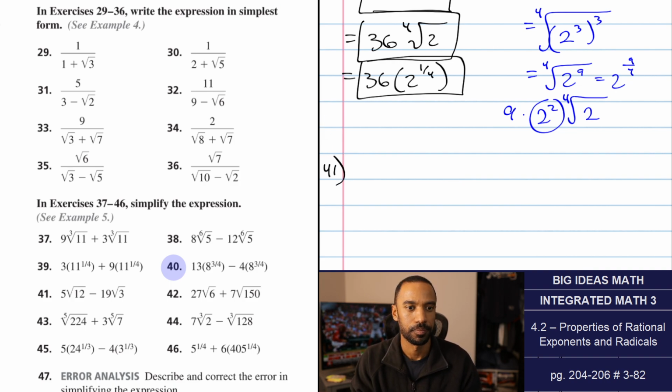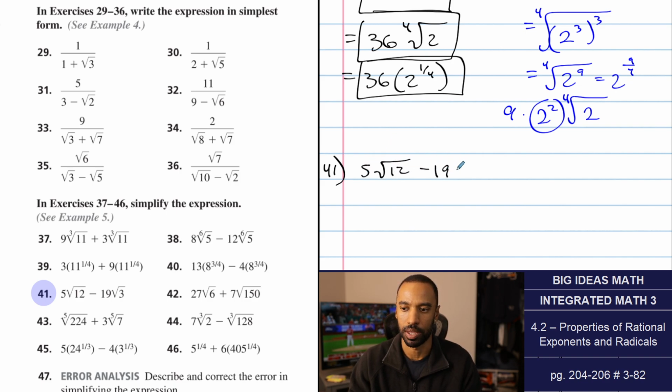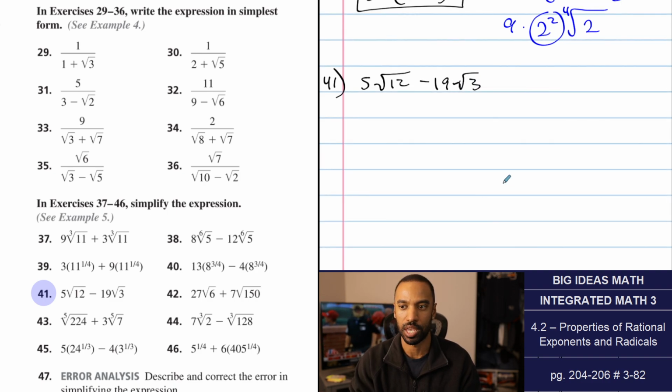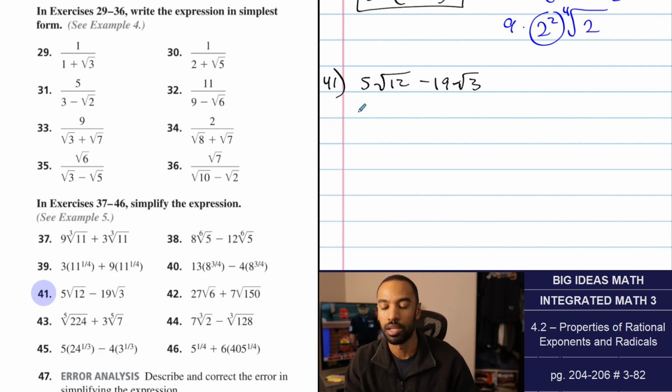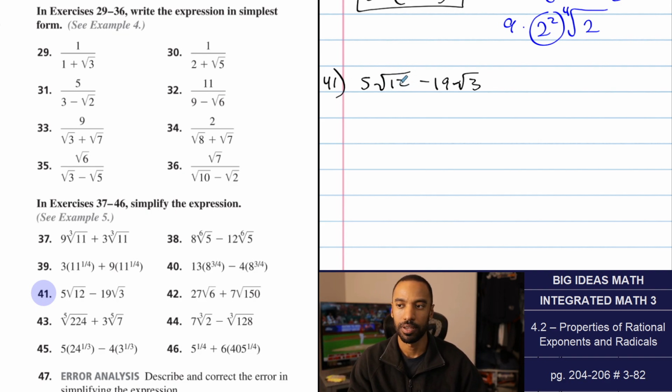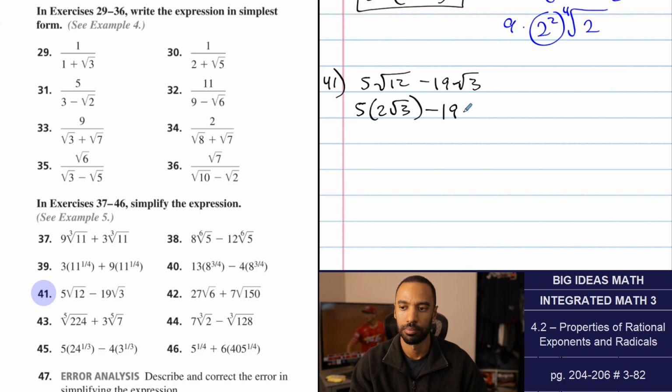Number 41. Now, number 41 is the first instance of terms that don't appear alike yet because the radicals aren't the same. So we have 5 root 12 minus 19 root 3. But unless they expect you to not do anything with the problem and say, well, I can't do anything and I'm done, then you've got to do something. In which case, root 12 has a perfect square factor and it can be simplified. It can turn into 2 root 3, as it's root 4 times root 3.